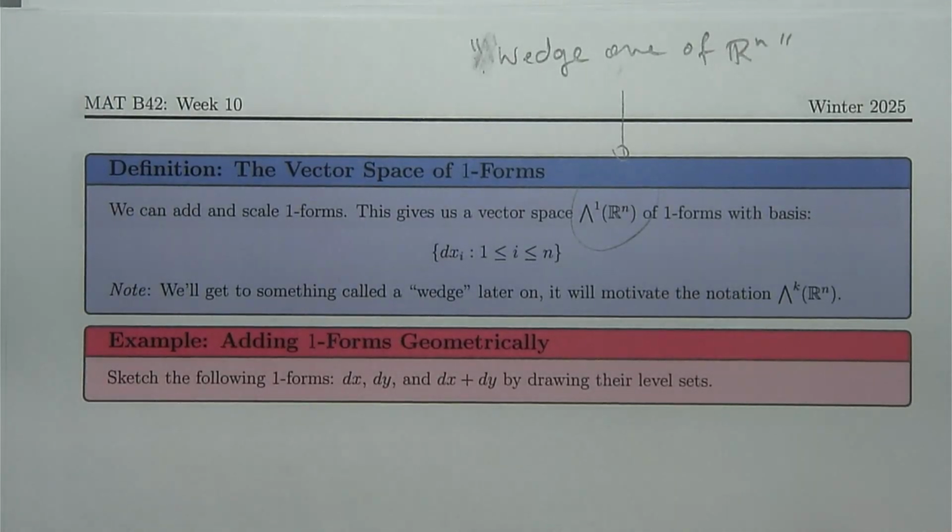And this, as a vector space, has a basis of the dxi's. Any linear function you give me, I can write as a combination of these Cartesian ones. So right now this wedge is kind of unmotivated. You're like, why does it look like that? What's going on there? We're going to later get to something called the wedge product, which will do all the calculus for us. But we're not quite there yet.